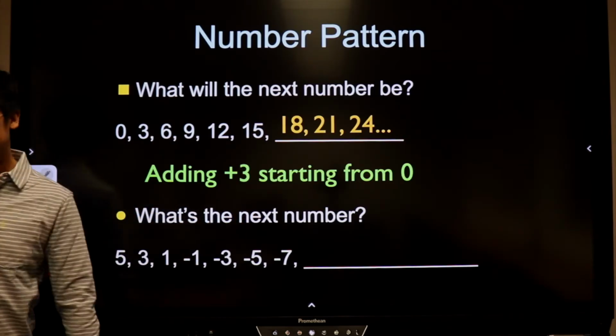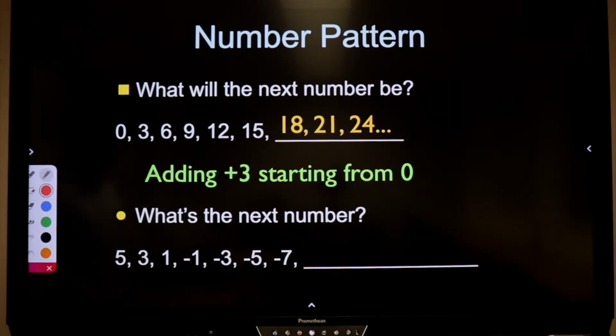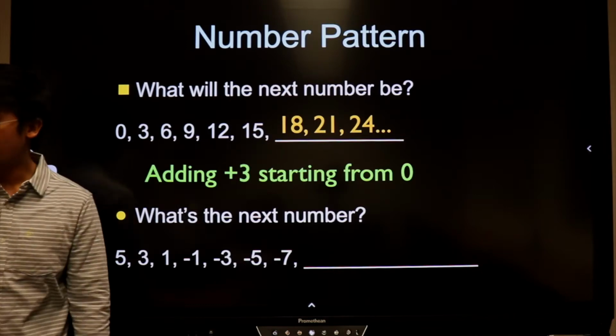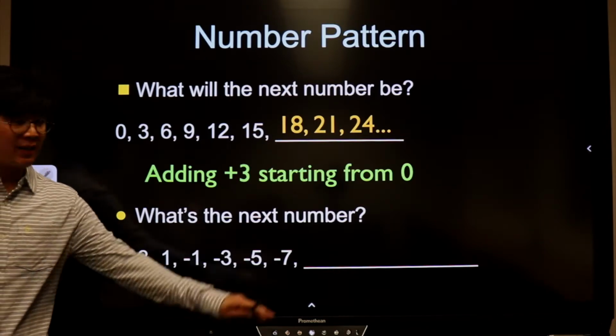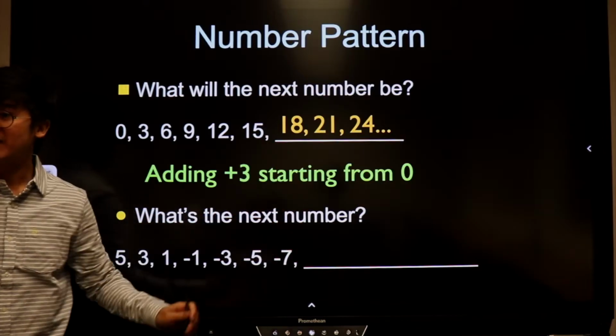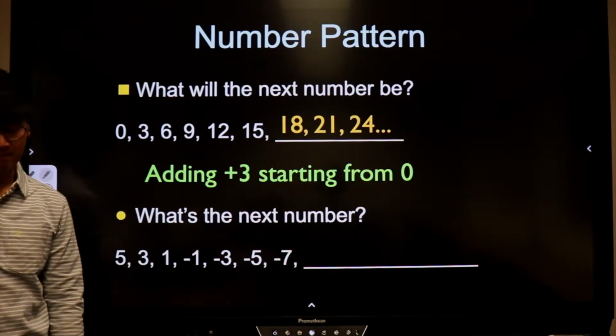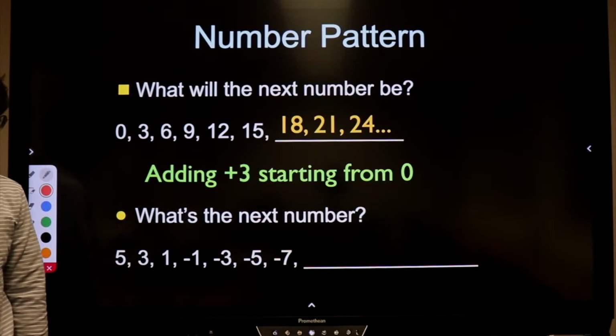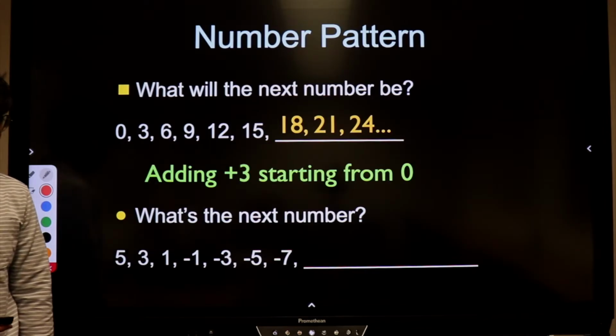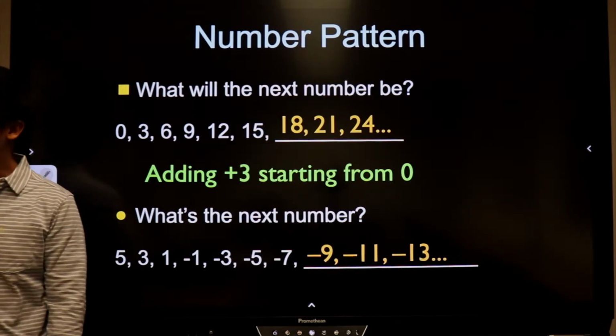All right, number 2. We have 5, 3, 1, negative 1, negative 3, negative 5, negative 7. If you're going to guess the next 3 numbers of this sequence, what would that be? Negative 9. Negative 11. Negative 13. And that is correct.